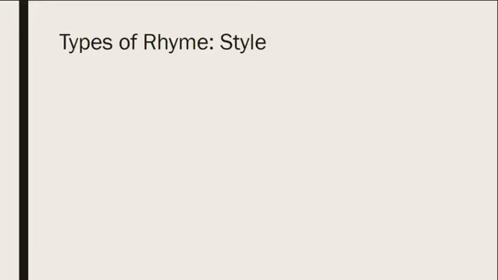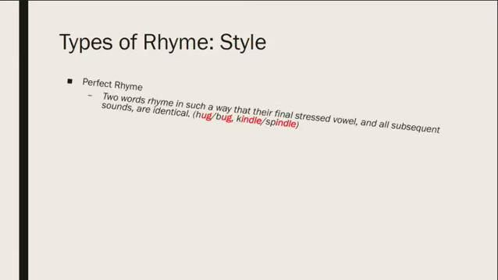When we talk about style, there's two that we want to focus on. The first one is the big one, which is perfect rhyme. We say that these are two words where the final stressed vowel and all of the sounds that come after it are identical. In the case of hug and bug, we've got pretty short rhyming words here, but it's that ug sound. And then at the end of kindle and spindle, we've got several more sounds that are happening. But again, they rhyme, so that's perfect rhyme. That's what we look for.